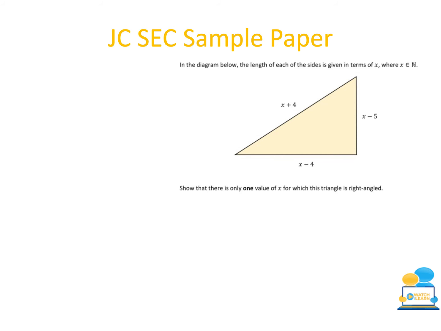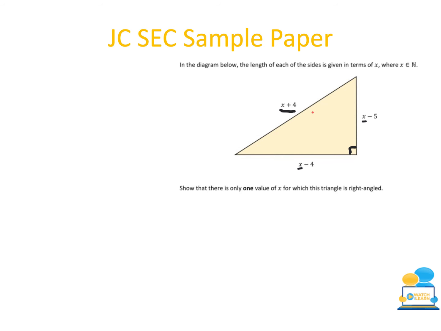Now in this question they don't tell us what angle is the right angle, but we can assume that this will be the right angle. Now I know that this is the right angle because all of my sides have x in them, and x must be the same value. So x plus 4 must be the biggest side because it's the only side where you're adding on a number to x. The other two are x minus 5 and x minus 4, which means that x plus 4 must be the largest side. And we know that the hypotenuse will always be the largest side.